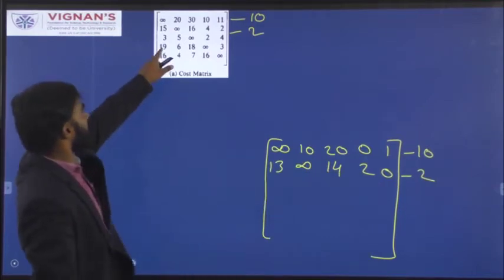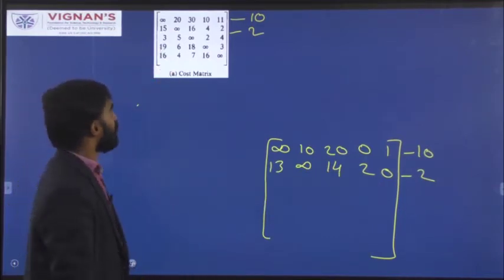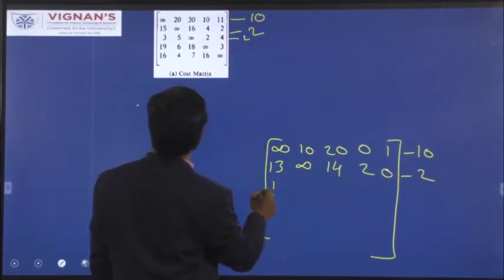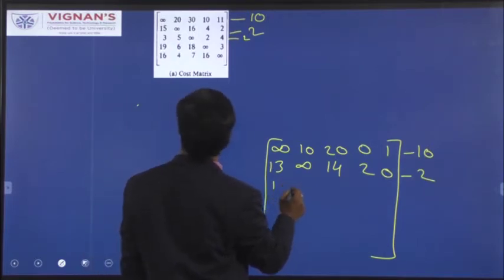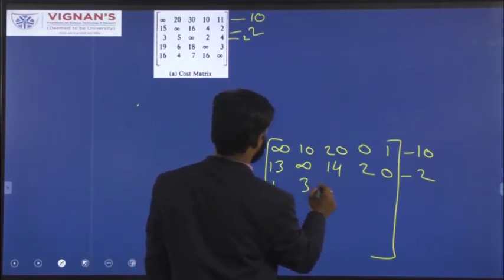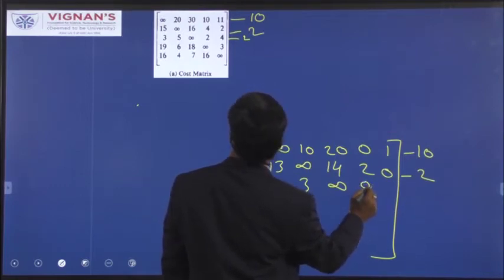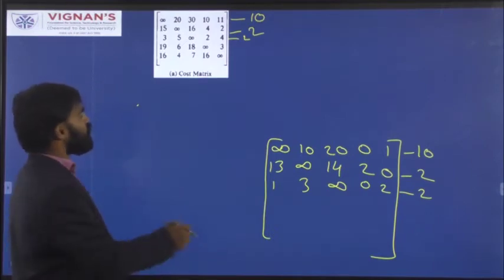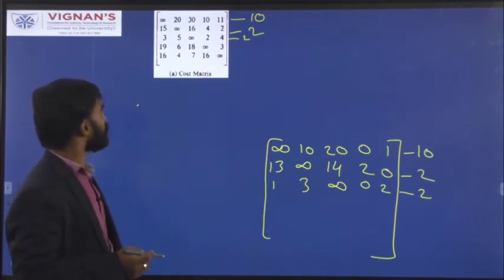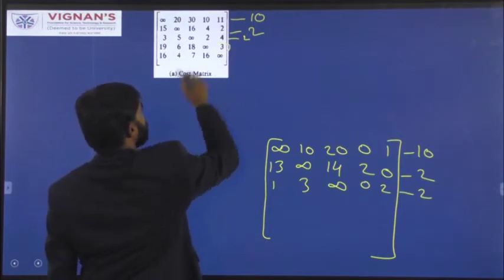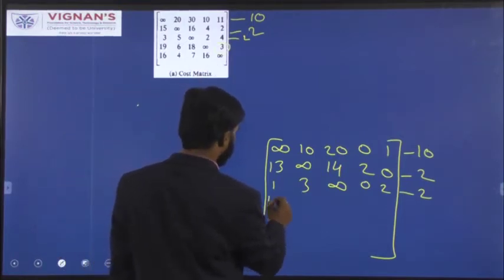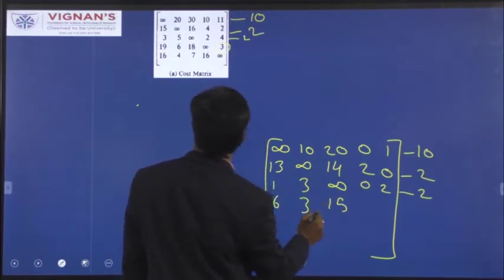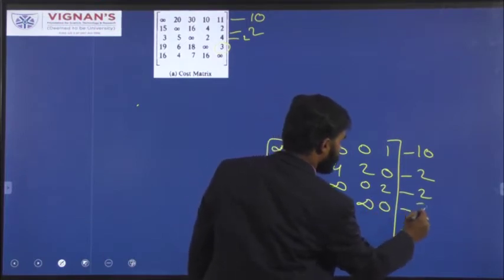Then reduce the third row also. The third row also does not have any zeros. The minimum element is again 2. So subtract each element with 2. So 3 minus 1, 2. This is 3, infinity, 0 and 2. Cost of reduction is 2. Do this for the fourth row also. The fourth row also does not have any zeros. So the minimum element is 3. Subtract, okay, 16, 3, 15, infinity and 0. The cost of reduction is 3.